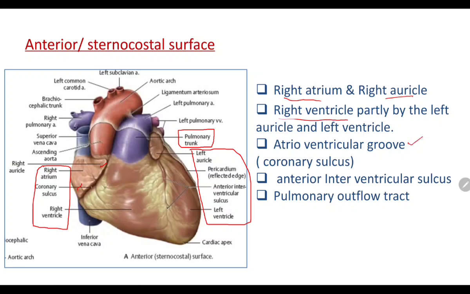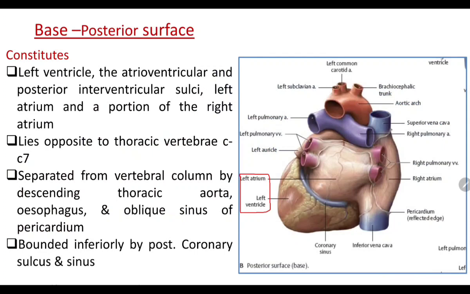Then I already mentioned the atrioventricular groove. It is also known as the coronary sulcus, and there is the anterior interventricular sulcus, and there is a pulmonary outflow tract. What is a pulmonary outflow tract? This area is known as the pulmonary outflow tract. And the base, I already told you, the posterior surface is also known as the base of the heart. So mainly you can see the left atrium.